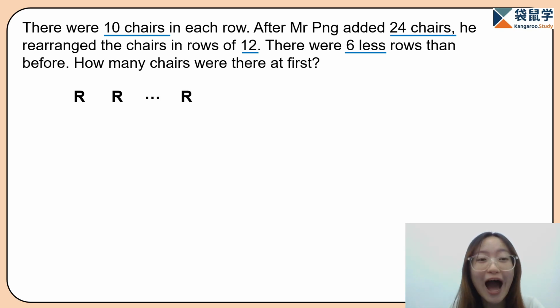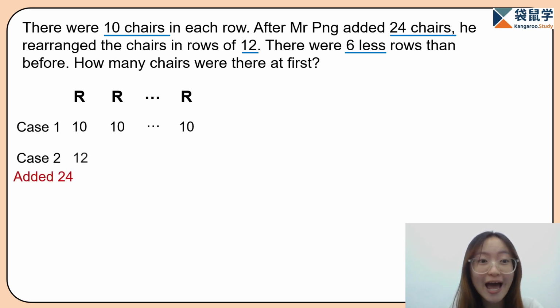Since we don't know how many, then in the first case, each row has 10 chairs. So these will be the number of chairs. Now in the second case, after Mr. Peng added 24 chairs, each row will have 12 chairs. But it also says that there were 6 less rows than before.